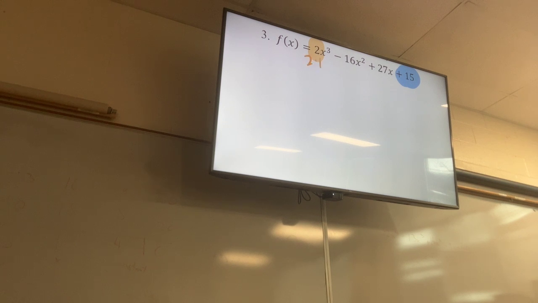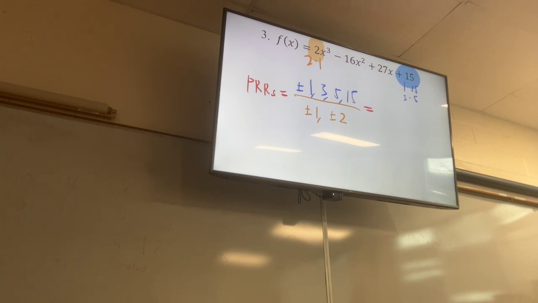Factors of the first number are 2 and 1. Factors of that blue number are 1 times 15 and 3 times 5, okay? So my possible rational roots, I'm going to do the blue. I just list out the blue numbers over the orange numbers. Okay, and then I divide.